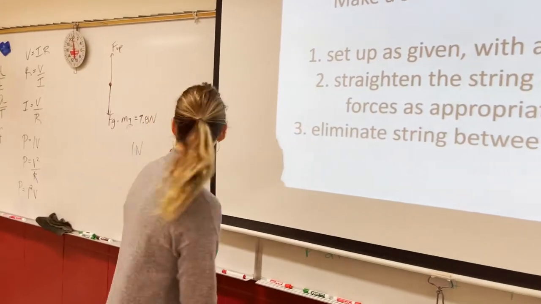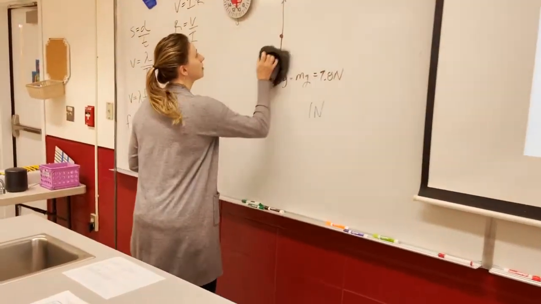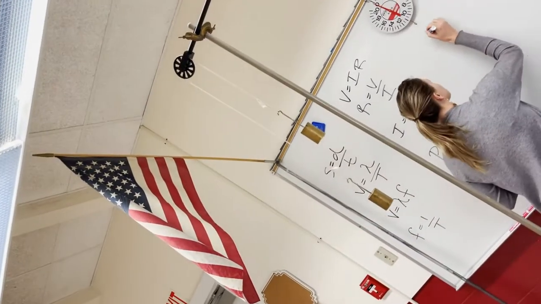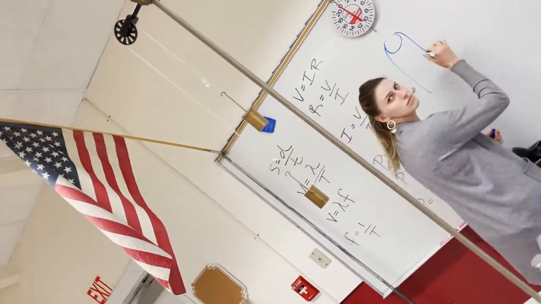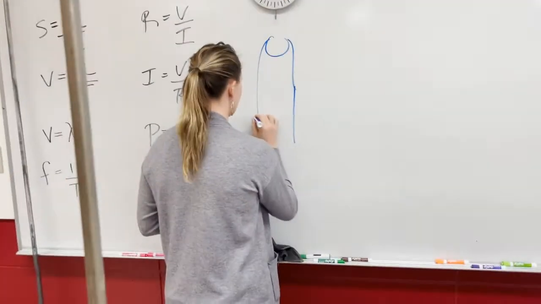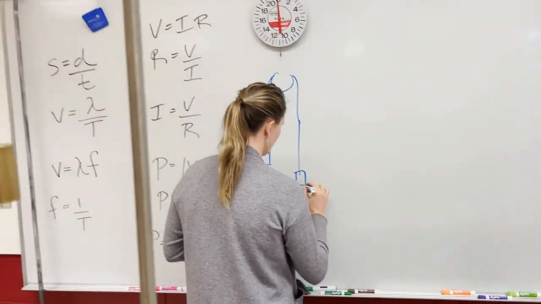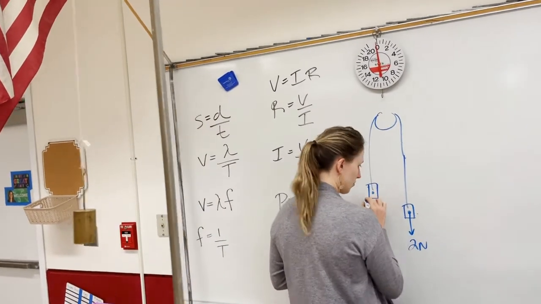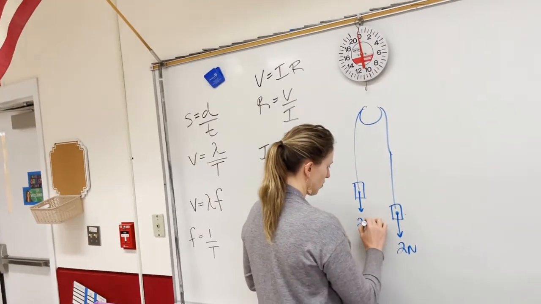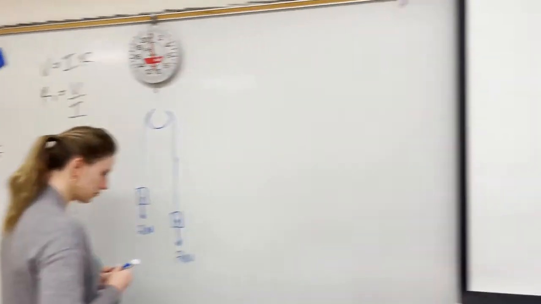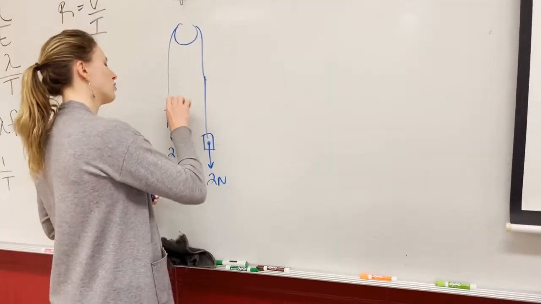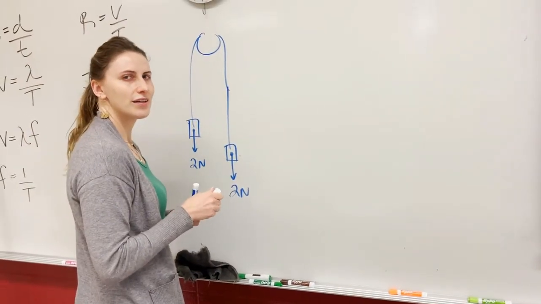Why don't you do a real quick diagram on the board here? What we've got is the pulley at the top, and they're both 2 newtons down, and they're in equilibrium. So that's set up as given with all forces. Now straighten the string out. Did we add the force? Not yet.